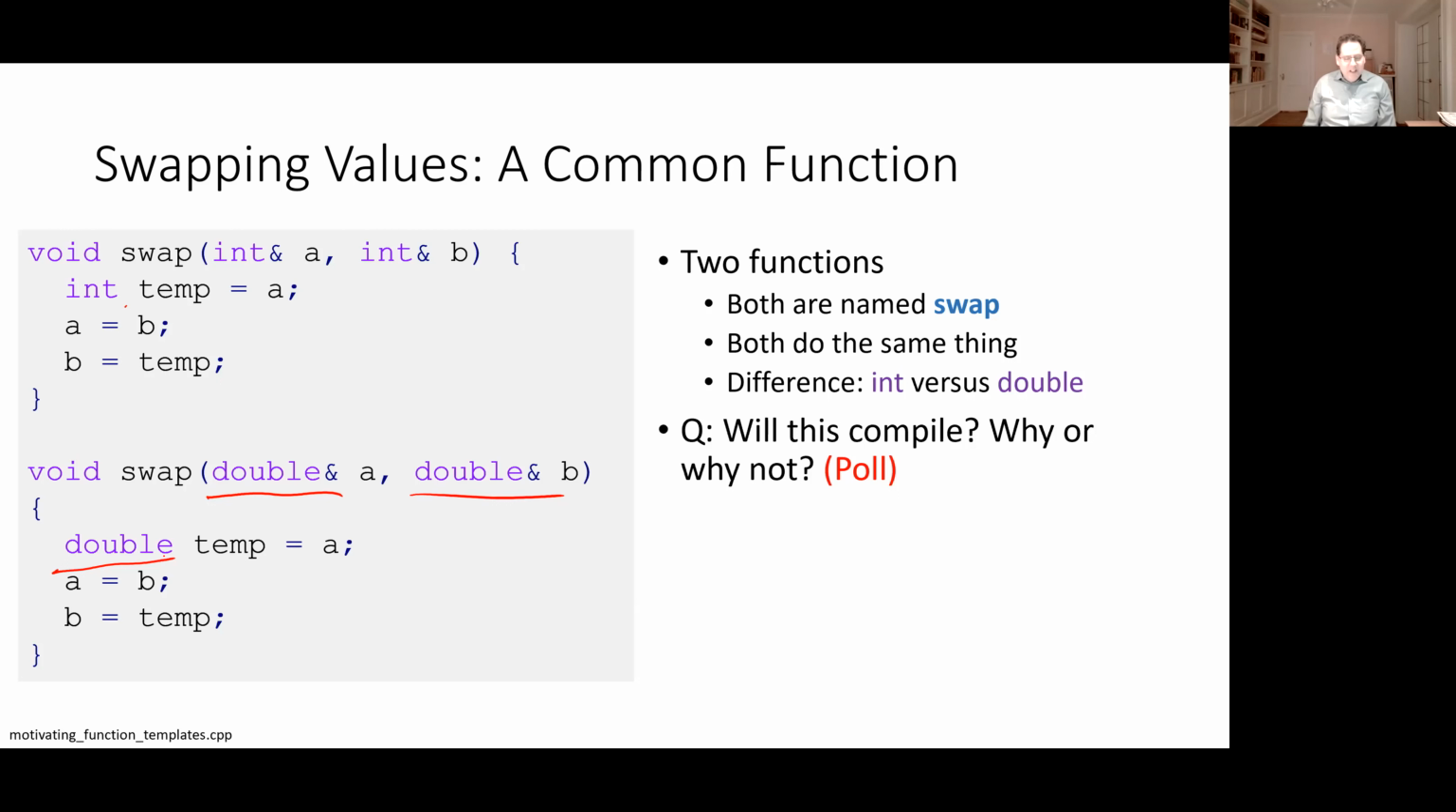Let me ask you a quick question. Is this okay? I'm going to do a quick poll here. Just again, quick 244 review. Is this going to work? And let's do a quick poll. See if I can make the poll button work now. So just click on, is this going to work or not? Will these two functions compile? We've got two functions with the same name. Is that okay or not?